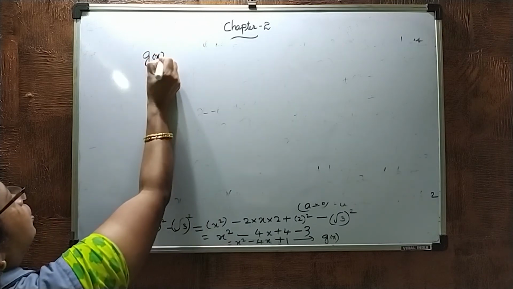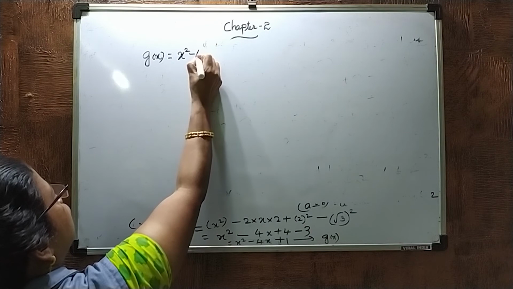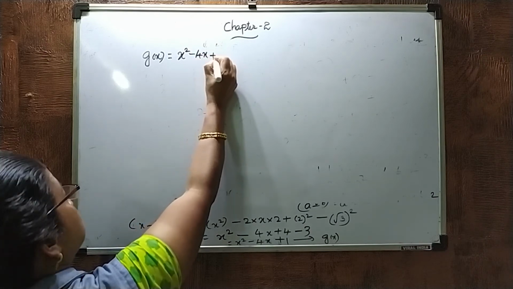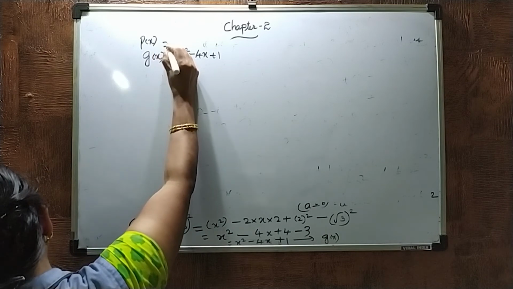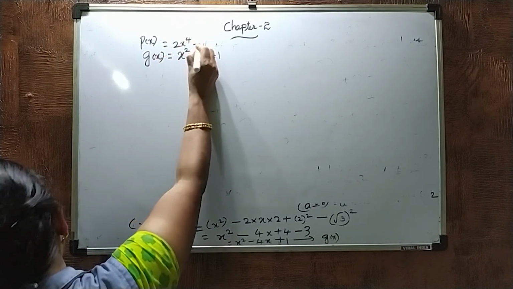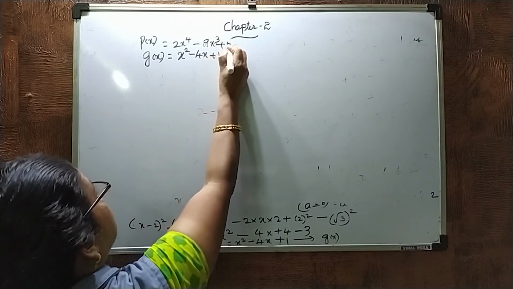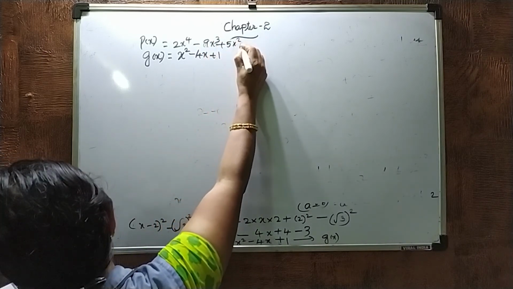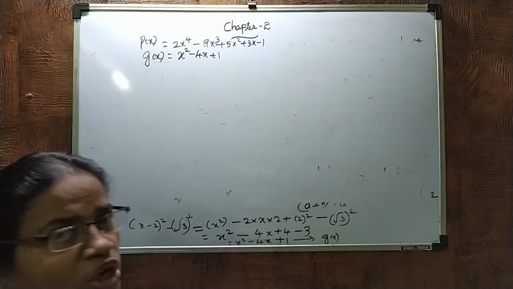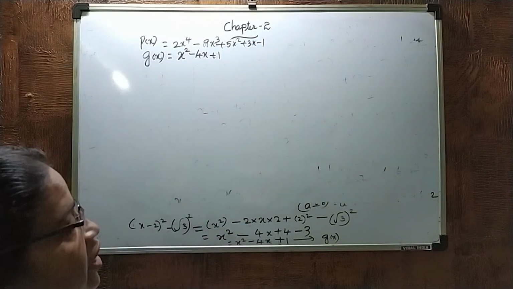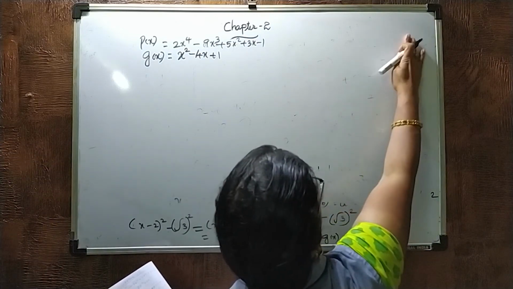g of x is equal to x square minus 4x plus 1, and p of x is already given. p of x is equal to 2x raised to 4 minus 9x cube plus 5x square plus 3x minus 1. Now we will divide, then only you will get the quadratic polynomial, then we will take the splitting the middle term. So you know division very well.